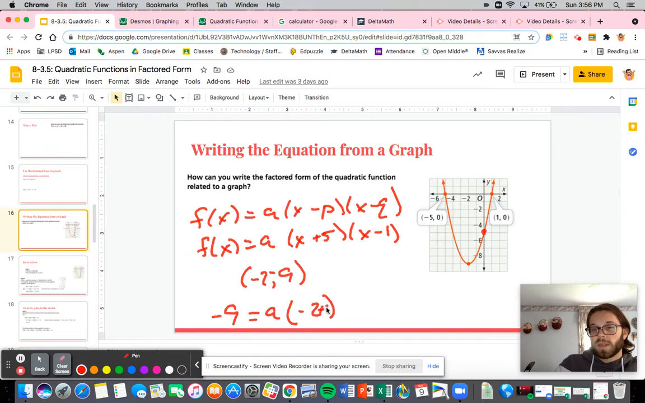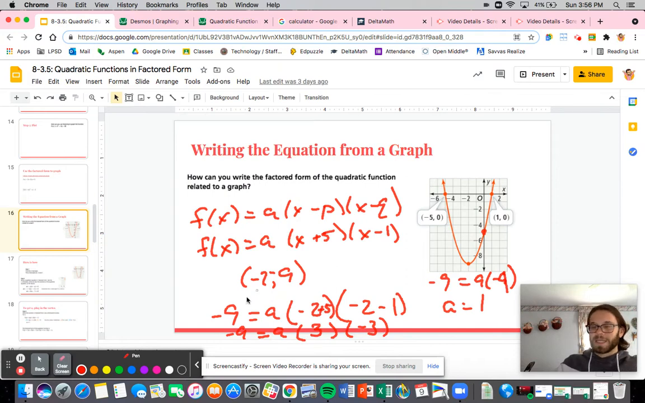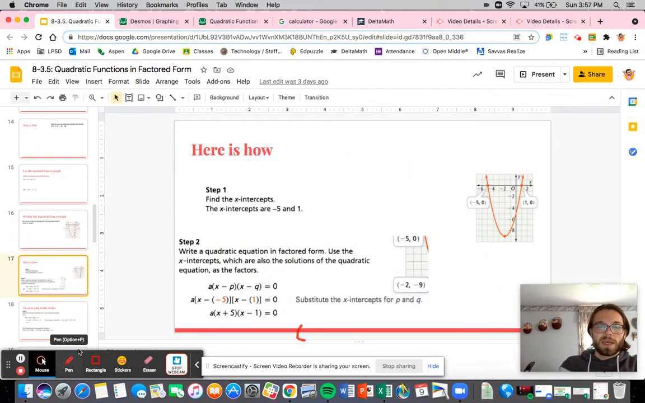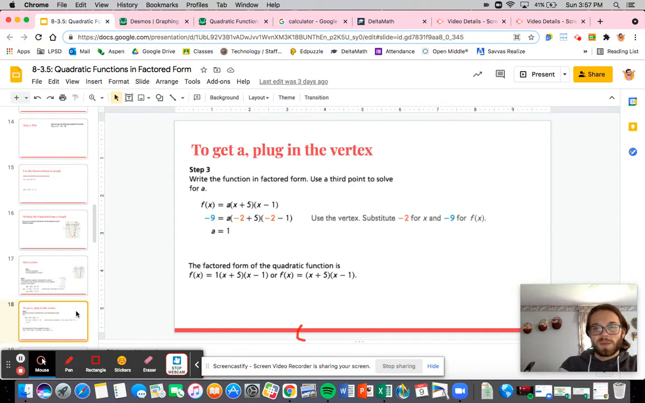Whoops, I forgot the plus 5. Sorry. -2 plus 5, and -2 minus 1. So I have -9 equals a times 3 times -3. So I get -9 equals a times -9. So a will equal 1. That works out nicely. And just to show you what that looks like, if you were to plug it in here, you substitute P and Q, and then you solve for a, you ultimately will have -9.